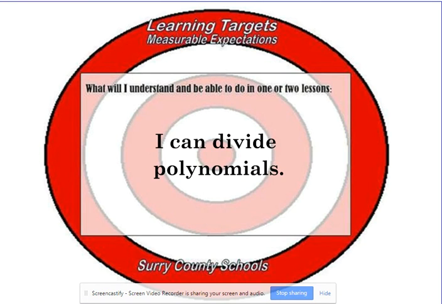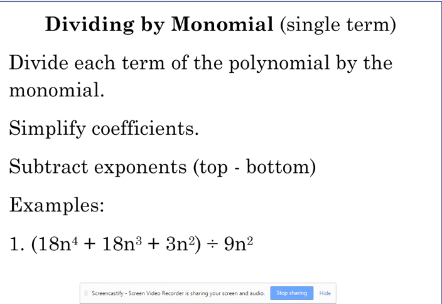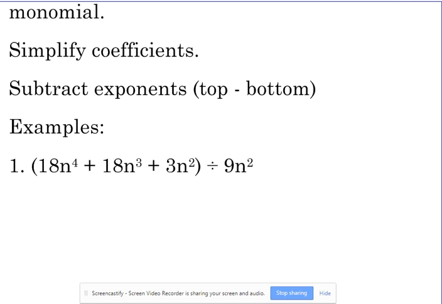Of stages of division. We're going to start really simple, and then build up to some more difficult cases. Let's look at this simple case, dividing by a monomial. A monomial means that you have a single term. What we're going to do is divide each term of the polynomial, that's the many-termed expression, by the monomial. To do that, we simplify any coefficients, and then you subtract your exponents. You do the top exponent minus the bottom exponent.